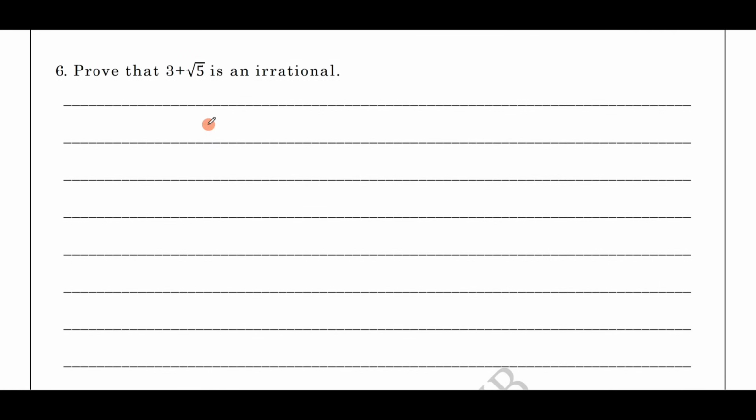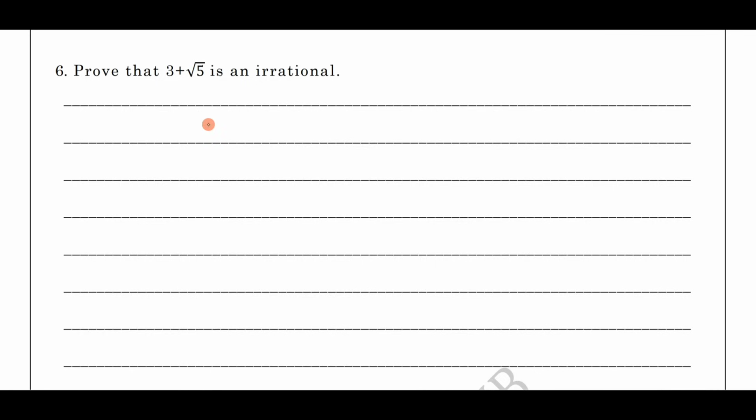Moving to the next question from the unit Real Numbers. Proving a given number as irrational, if it is not asked for 2 marks, then definitely it will be there for 3 marks. So it is a definite question for your exam, for 2 or 3 marks: we need to prove that 3 plus root 5 is irrational. I already put this concept in the last video.